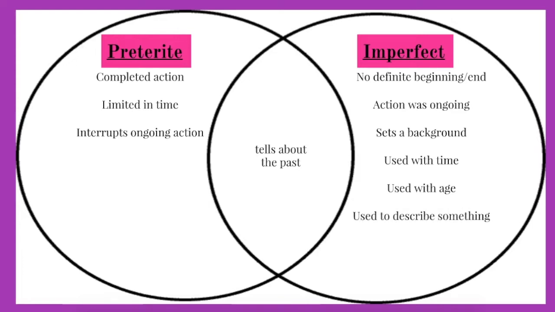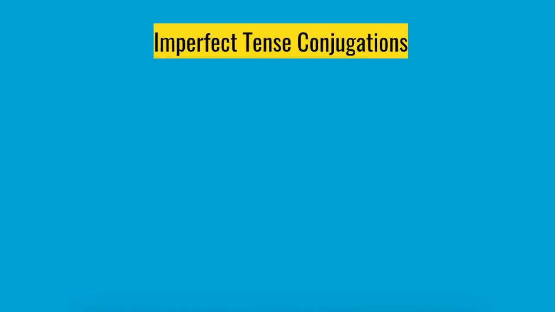We also use the imperfect tense to describe something that could be right, wrong, or impossible. And lastly, we use the imperfect tense with the ir plus a plus infinitive formula to express that someone was going to do something in the past.